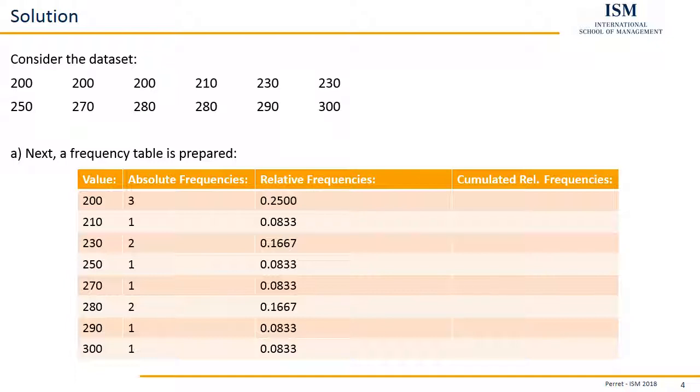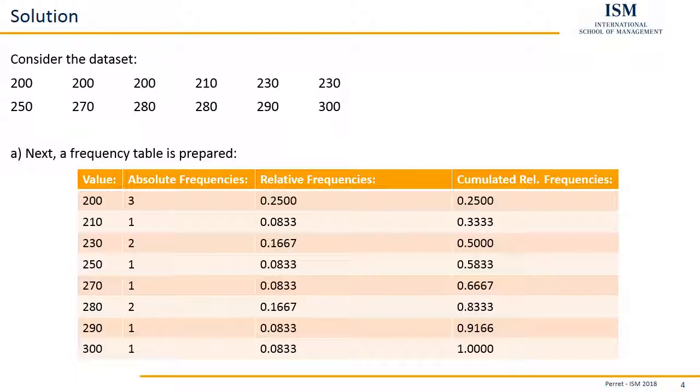However, if we continue with the cumulated relative frequencies, what do we have to do here? For the cumulated relative frequencies, we always take the value from the row above and add to this the relative frequency of the current row. So for the first entry, there is no previous row, so we take 0 plus the relative frequency of the current row, 0.25, so we get a cumulated relative frequency of 0.25.